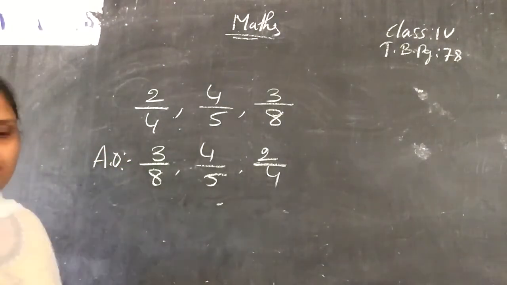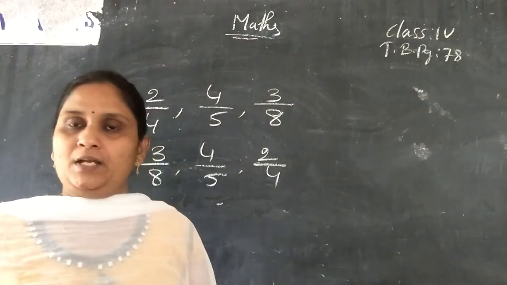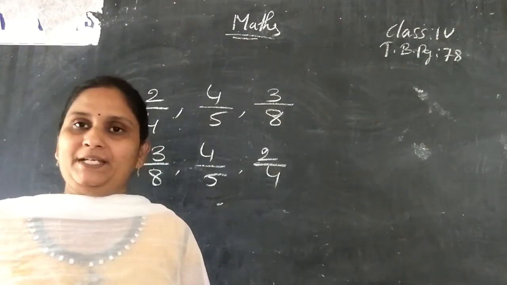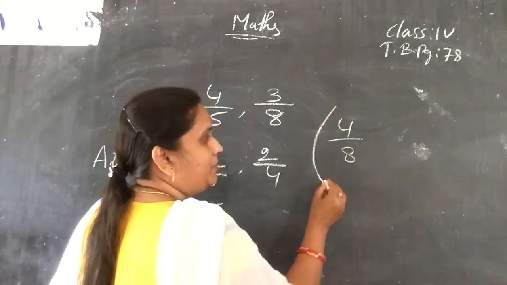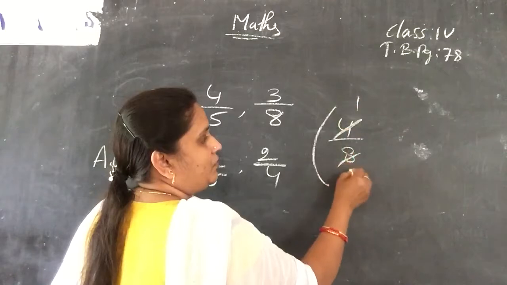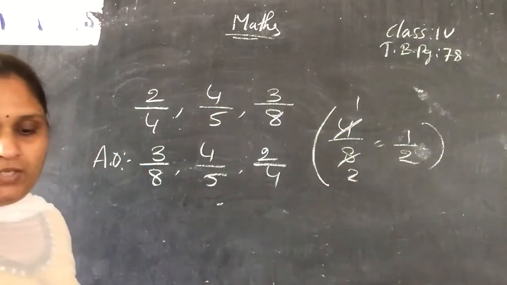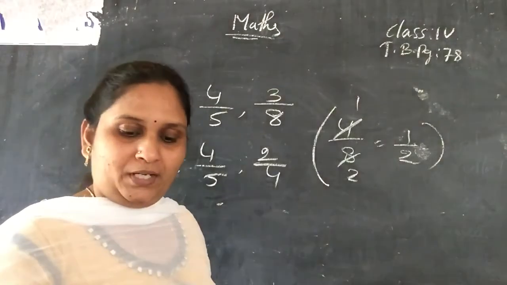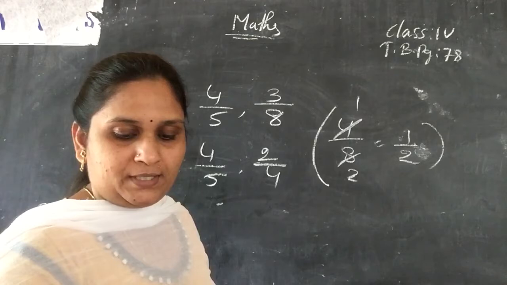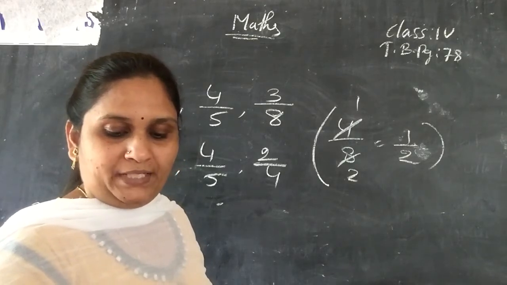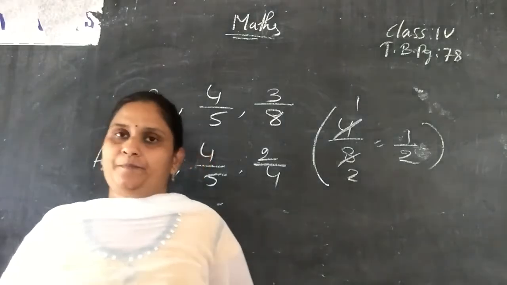So the second one: 3 by 4, 1 by 5, 2 by 7, 4 by 8 is there. Children, 4 by 8 you can make into the simplest form. 4 ones are 4, 4 twos are 8. 1 by 2 it will come. So while you are writing in ascending order, how to write here? 1 by 5, 2 by 7, 4 by 8 and 3 by 4.